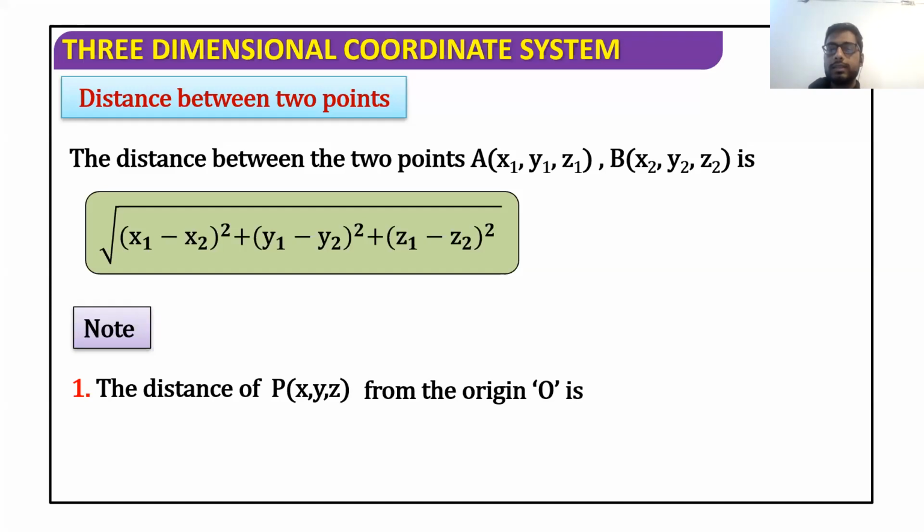If you're going to consider the distance from the origin, obviously one of the points is going to be 0, 0, 0. Therefore, x1 minus 0 square would just be x1 square. So the distance of any point from the origin is equal to under root of x square plus y square plus z square.